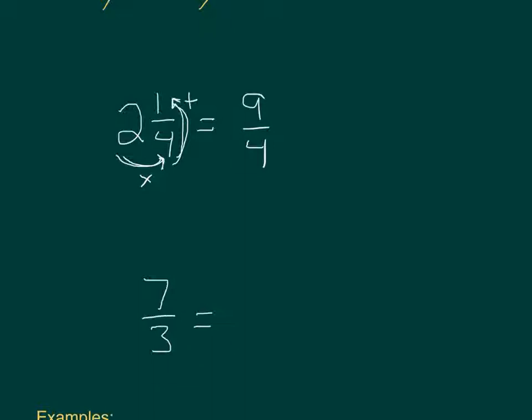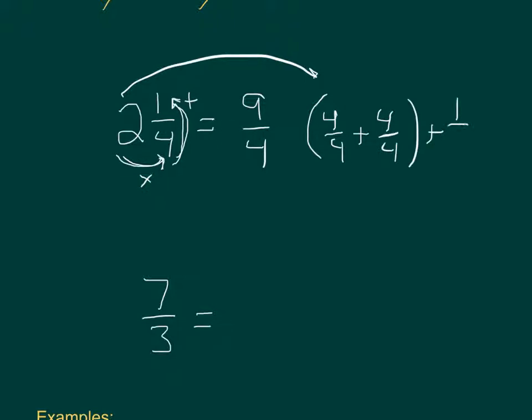Okay. Another way to think about this is the 2 whole would be 4/4, that's 1 whole, plus another 4/4, and then you're going to add on the 1/4. So 4/4 plus 4/4 is 8/4, plus 1 more is 9/4. But you probably just want to remember, multiply the whole number times the denominator, 2 times 4 is 8, and then add the numerator, that's 9, and the denominator is still 4. Okay, so that's turning a mixed number into an improper fraction.